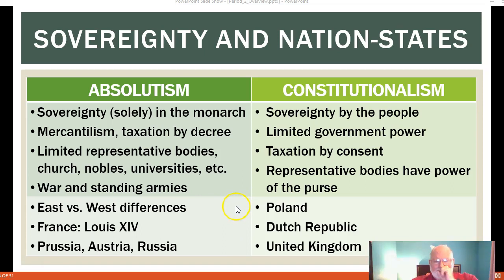There's war, and there's the key concept of a standing army, which I believe we talked about in the last lecture. That's where the king has an army that's permanently there. It's a professional army. Like we have our Navy SEALs, we have our Force Recon in the Marines, we have the Air Commandos in the Air Force, we have the super secret Delta Force. And there's going to be differences between absolutists in the East and absolutists in the West.